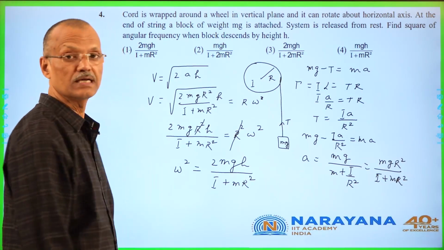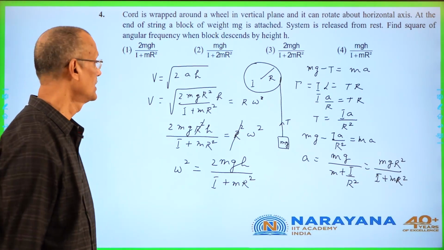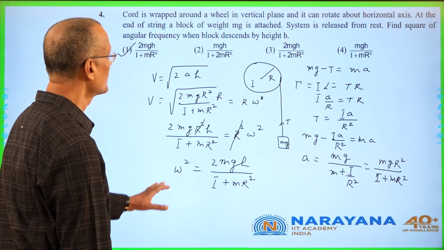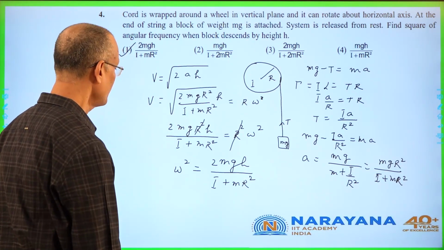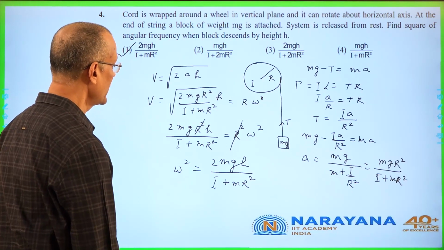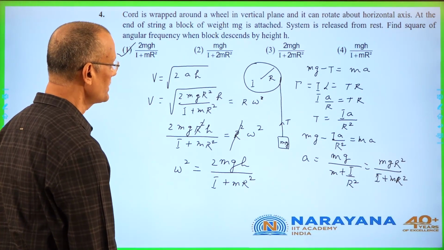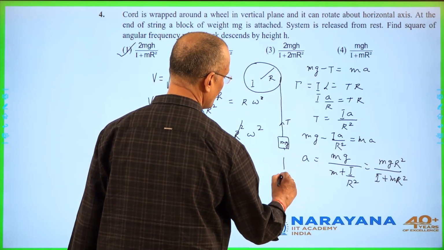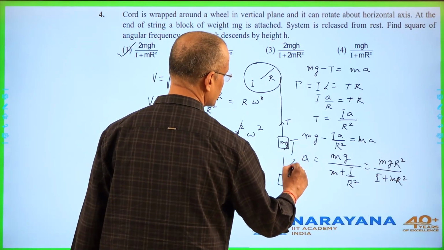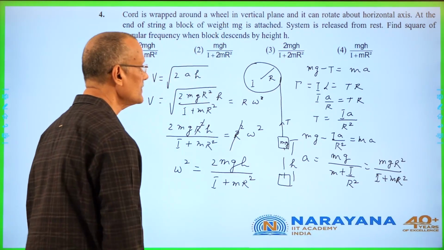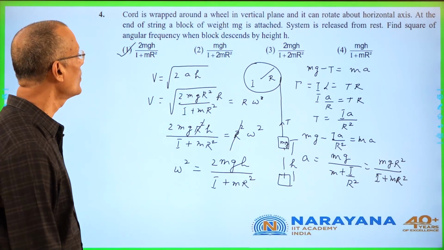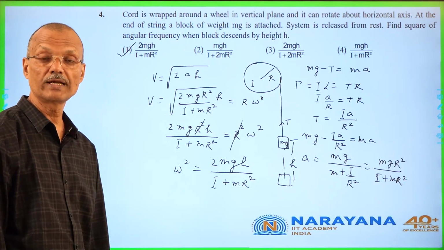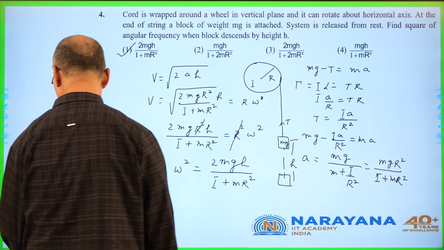Check where is the answer. Answer is number 1. Here is the answer. Your square of angular frequency is 2 mgh by I plus mr squared when this block drops down by a distance h. A good question. I hope you have clearly understood this. Now let us move to next question, question number 5.